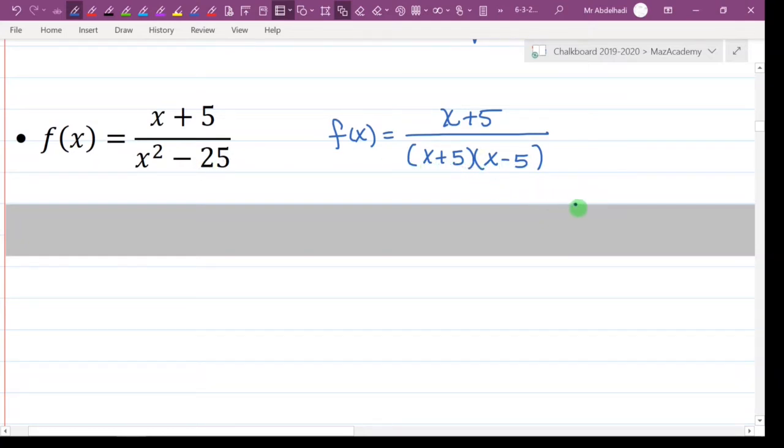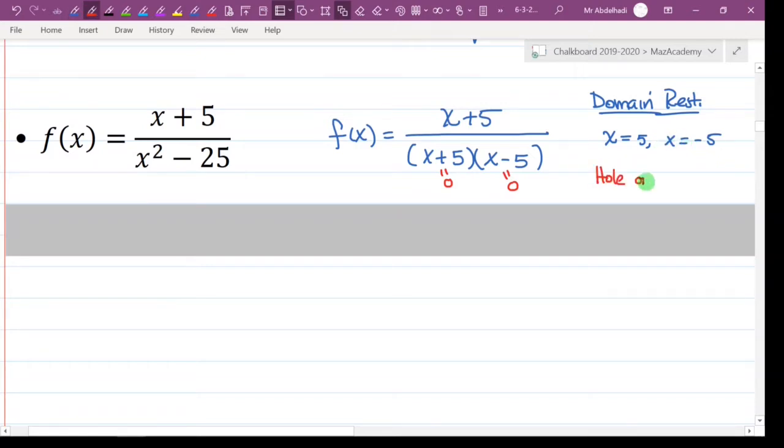Now look at this. Where are the discontinuities? Where are the places where the function has a zero denominator? Okay, domain restrictions, in other words. You can't put in x equals negative 5 because then this would equal 0. And you can't put in x equals positive 5 because then this would equal 0. So your two domain restrictions are x equals 5 and x equals negative 5. Now we play the game.